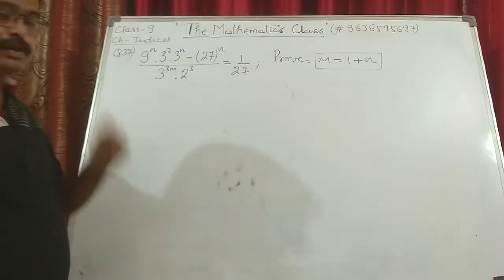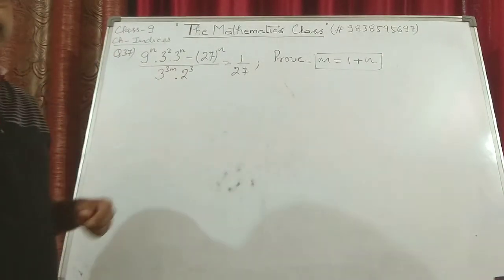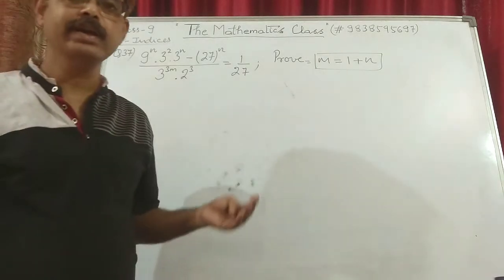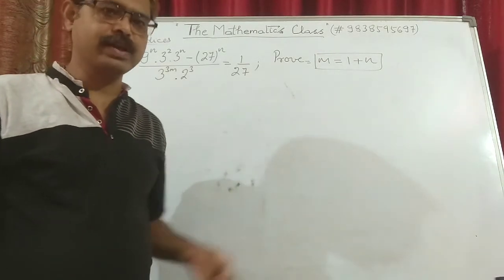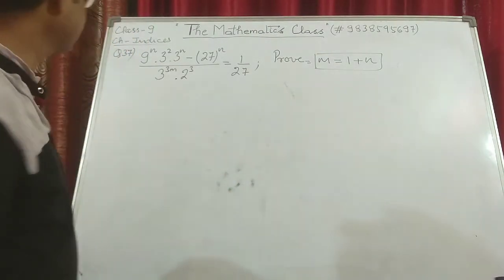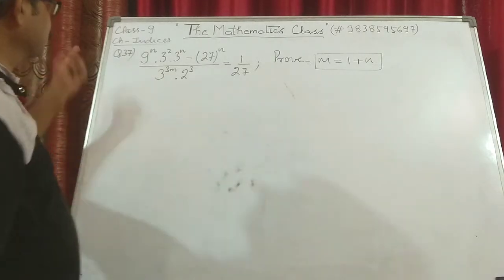Next question I have taken as question number 37. Question number 36 is quite easy. I expect everybody can do it on your own. In case you have doubt, you can send me the doubt. Now, you can see in this question, I'll read out.